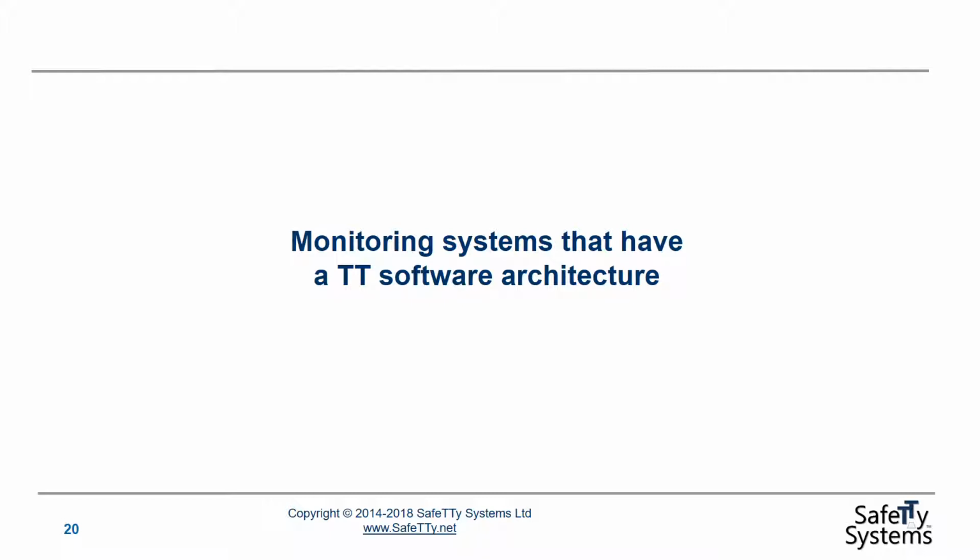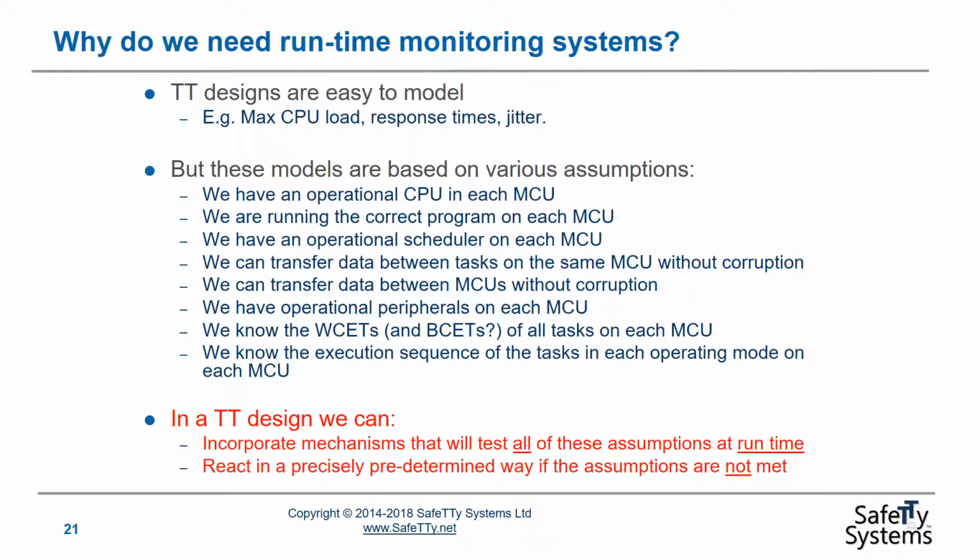When it comes to runtime behavior, we can then make use of our models to allow us to monitor the system. So let's just take the larger picture here. I've just touched on, very briefly summarized the fact that TT designs are easy to model. For example, we can represent the maximum CPU load, the response times, and the jitter for the system. But these models are necessarily based on a number of assumptions.